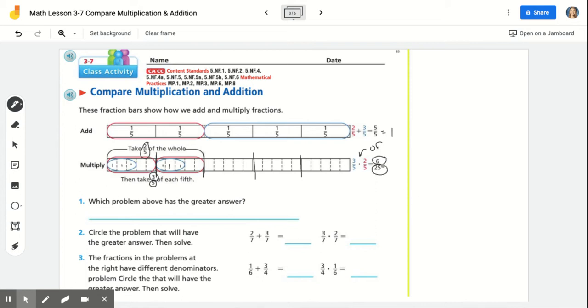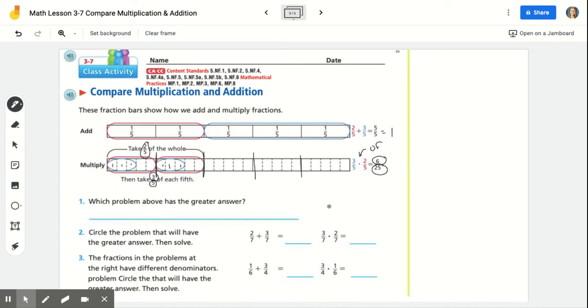And our denominator is how many total pieces did we split up our whole into? Well, remember, we split it up into fifths to represent 2/5. And then we took each of those fifths and then split them up into fifths again. So we have 5 pieces here, 5 pieces here, 5 pieces here, 5 pieces here, 5 pieces here. Remember, whatever you do to one part of your fraction bar, you have to do to the rest to create equal parts. And then 5 plus 5 plus 5 plus 5 plus 5, or 5 times 5, gives us 25.